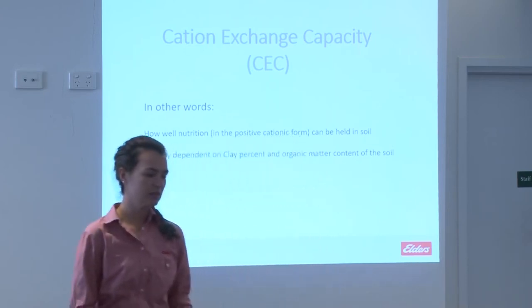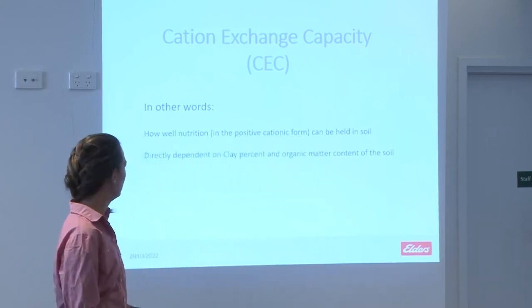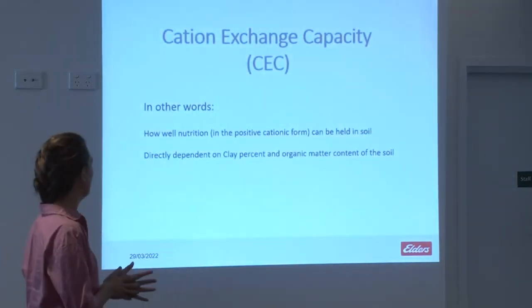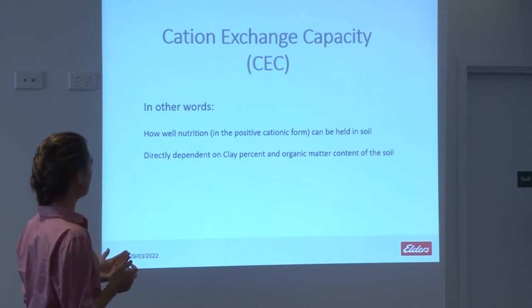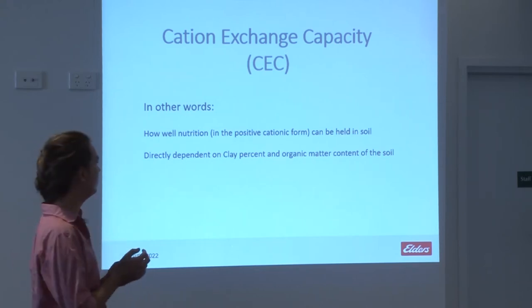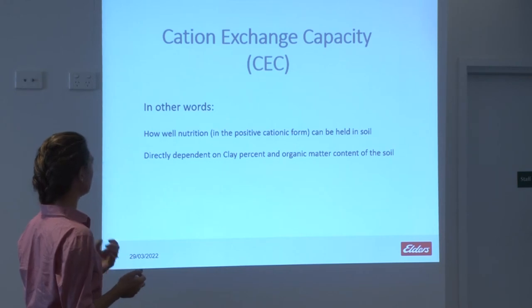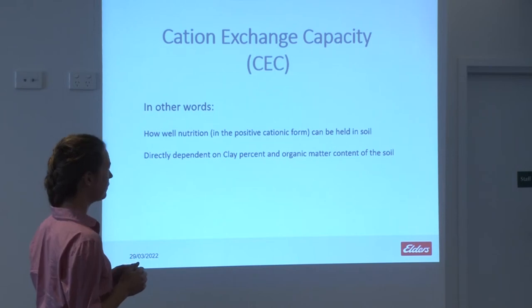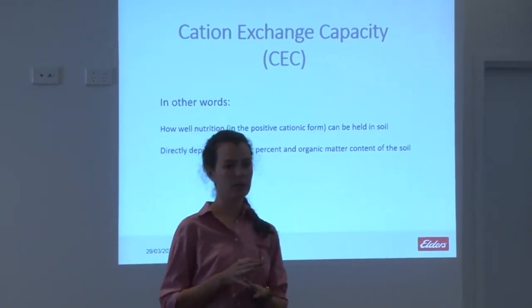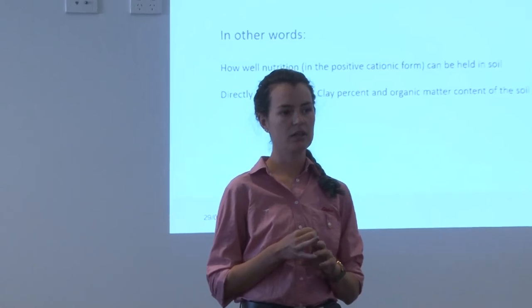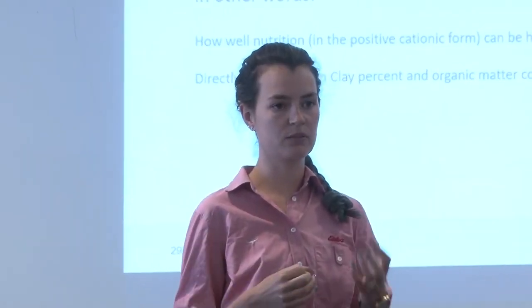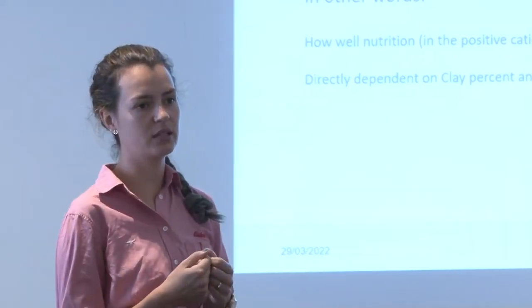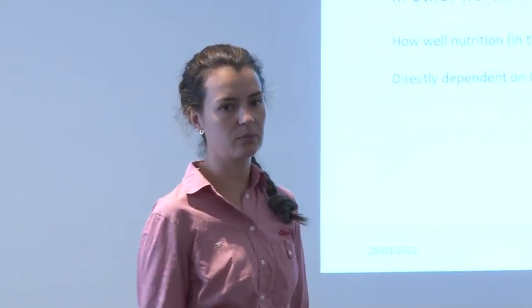Cation exchange capacity. So I've touched on this a fair bit. Just tried to put it into one sentence to summarise what it is. So it's essentially how well the nutrition in the positive cationic form can be held in soil, and it's directly dependent on clay percentage and organic matter content of the soil. So clay and organic matter have negative charges, and so therefore are able to bind positive nutrients onto the sites and essentially stop them from leaching beyond the plant root zone.